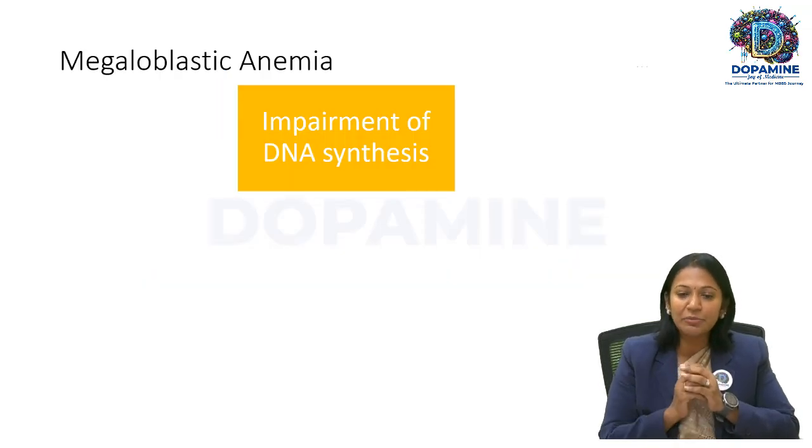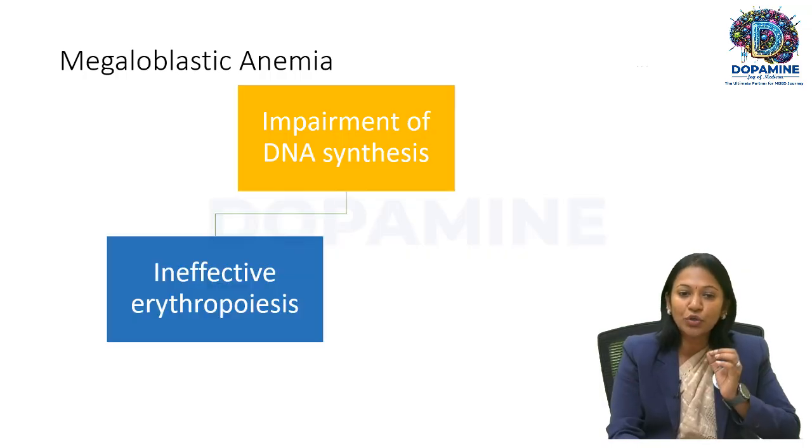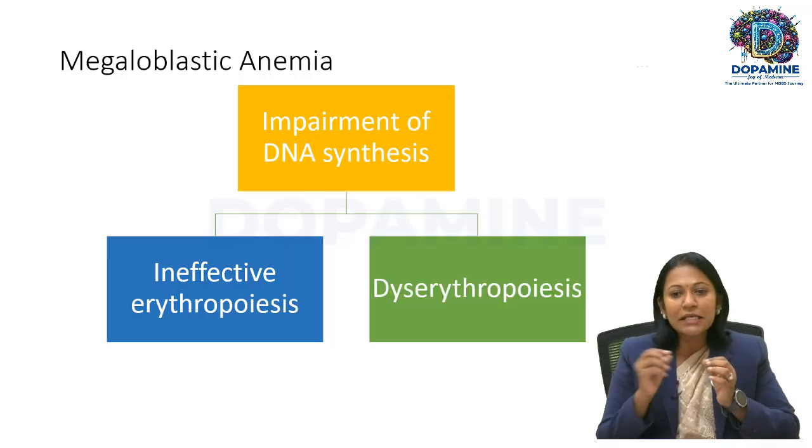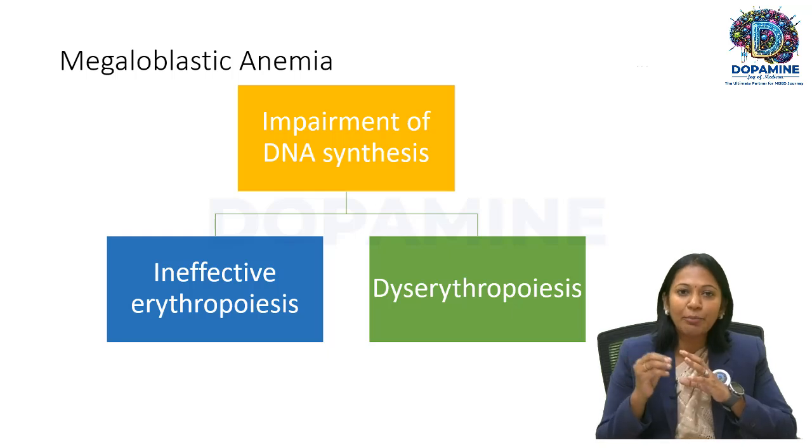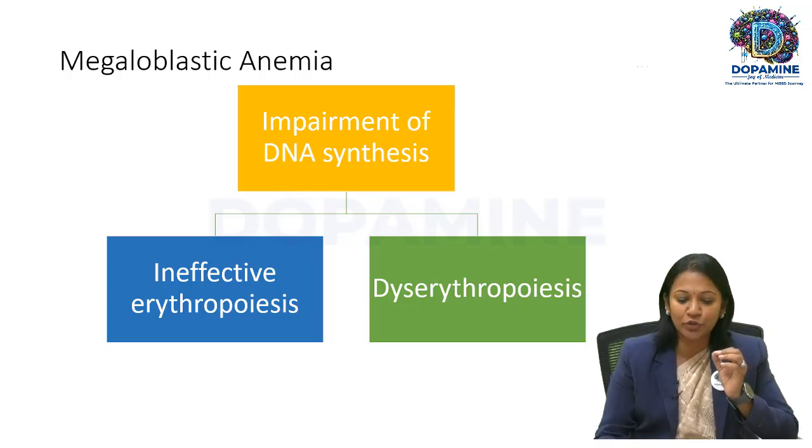So in megaloblastic anemia, there is impaired DNA synthesis leading on to two key things, that is, ineffective erythropoiesis and dyserythropoiesis. The word dysplasia means abnormal. So there is an abnormal erythropoiesis. The cells are all larger with more cytoplasm and they are very immature. So the key features in the pathogenesis of megaloblastic anemia are ineffective erythropoiesis and dyserythropoiesis.